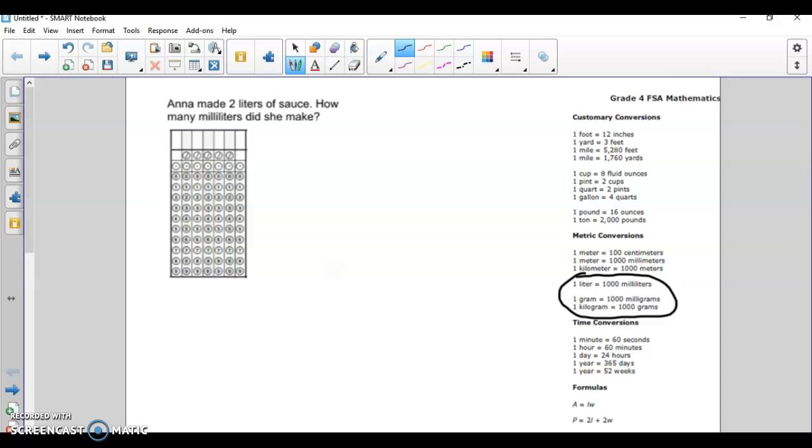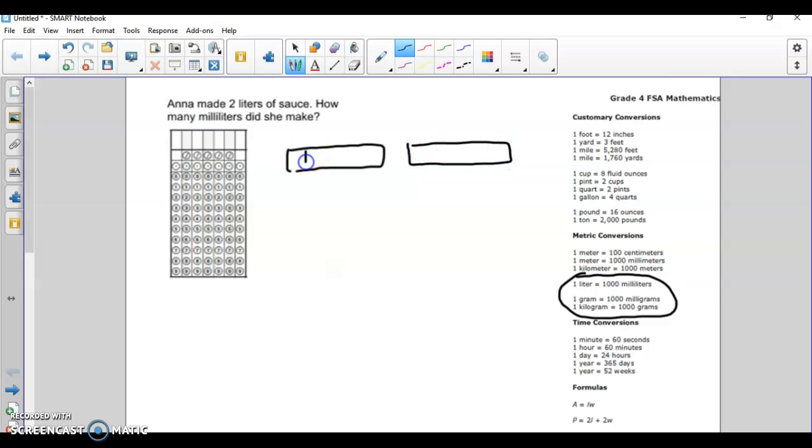So one of our questions up here says Anna made 2 liters of sauce. How many milliliters did she make? We have to know the conversion of liters to milliliters first. And I'm going to show you a different strategy than last week. Today's strategy is going to be using what we know in order to kind of draw it out. So what I'm going to be doing is making 2 rectangular boxes. That's going to stand for my 2 liters.